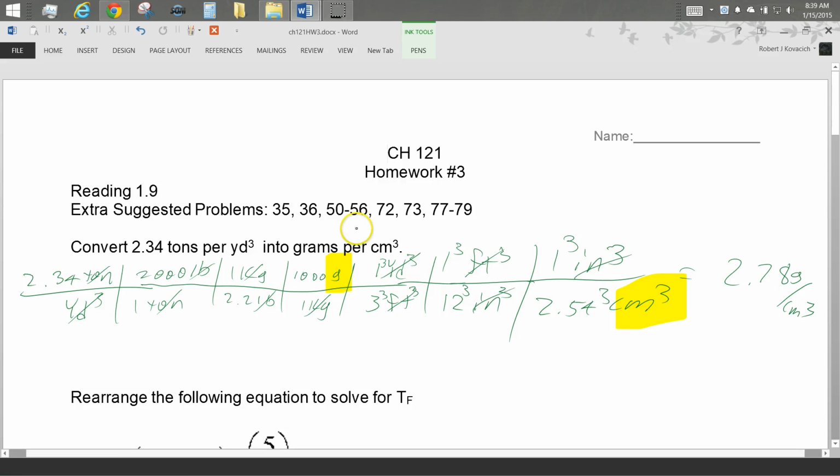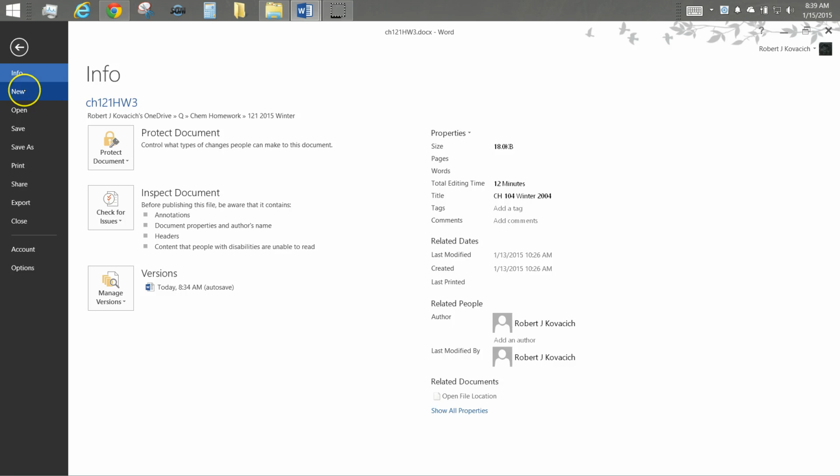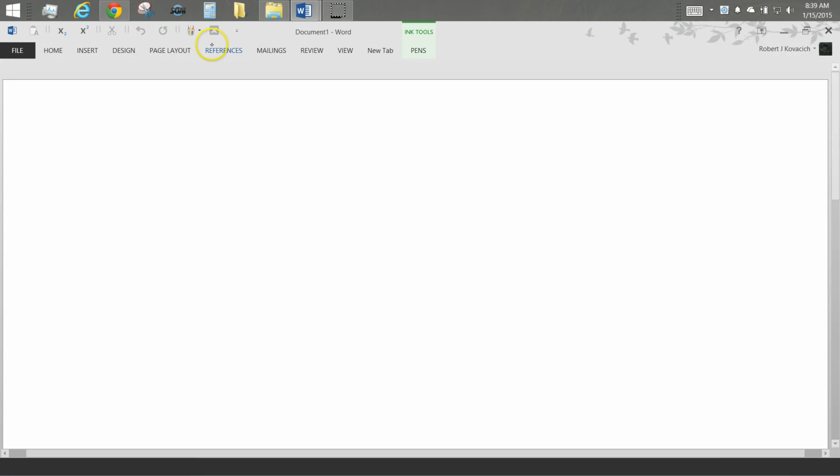So what does this word mean in math? That means everything after the per is in the denominator, right? So I'm starting off with a number that's 2.34. Wait, was that right? Tons per yard cubed. Okay, so what we're saying is if I had 2.34 tons, what else do I know about this stuff? Say again? For every yard cube.